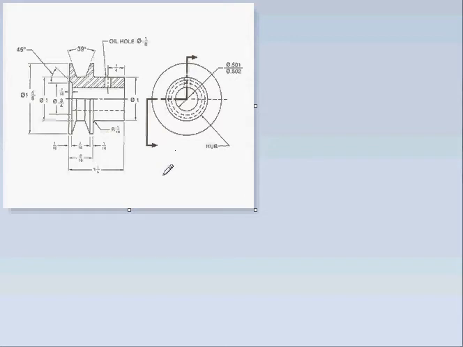Now, you don't have to understand everything about section views right now. All I need you to understand is this is a cutting plane line right here. These lines on the end of the cutting plane line are pointing in the direction that you would look, and we call those line of view. That means the direction you're going to look in the view.